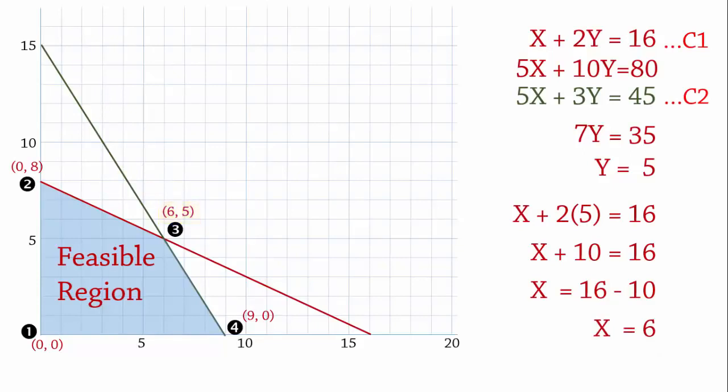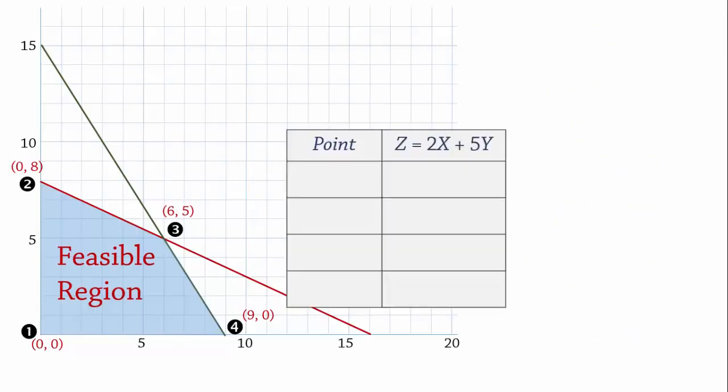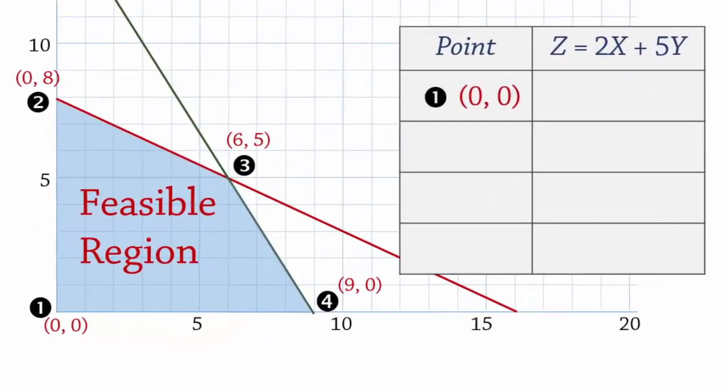Next, we determine the optimal solution point by finding the corner point that gives the best value of the objective function. The objective function was to maximize 2x plus 5y. As you can see here, the objective function or its value is sometimes represented with z. So now the xy coordinates at point 1 are 0, 0. And substituting that in the objective function gives 2 times 0 plus 5 times 0, which equals 0.